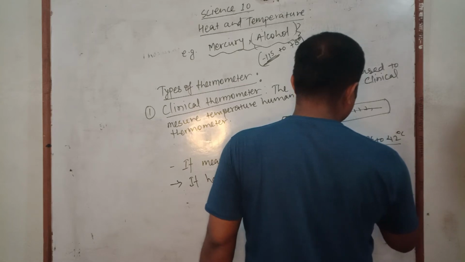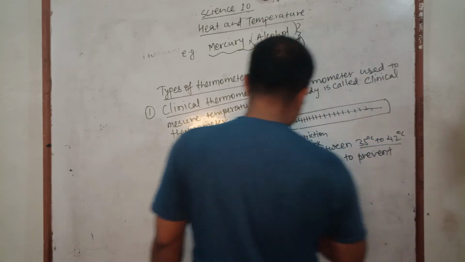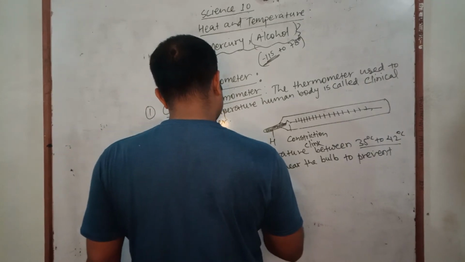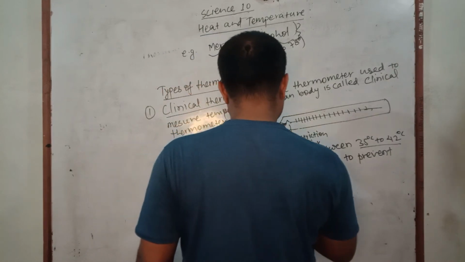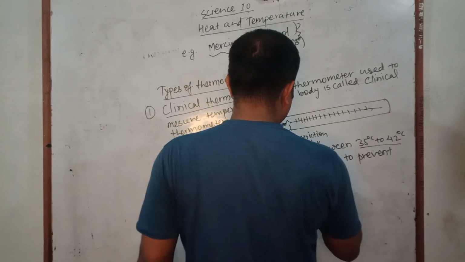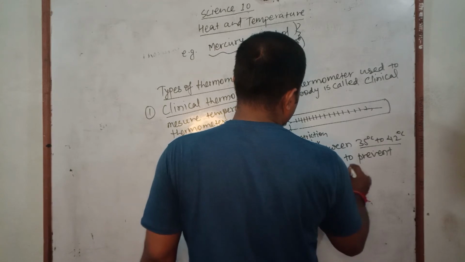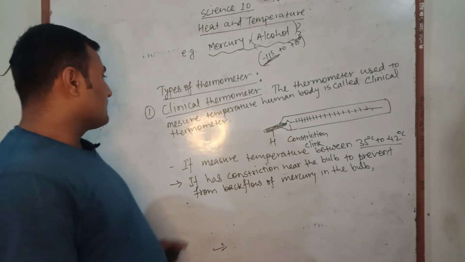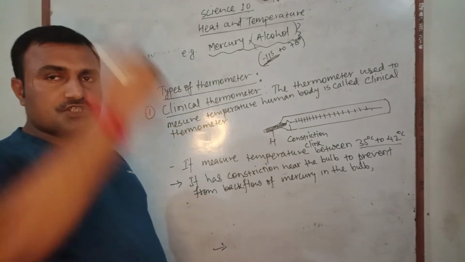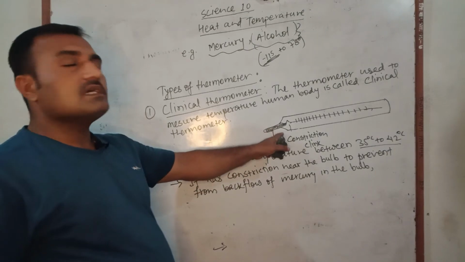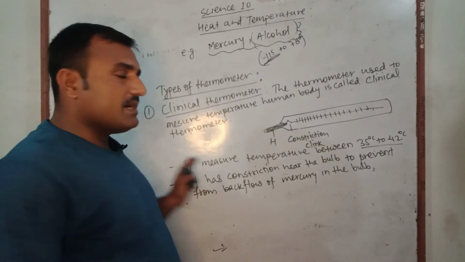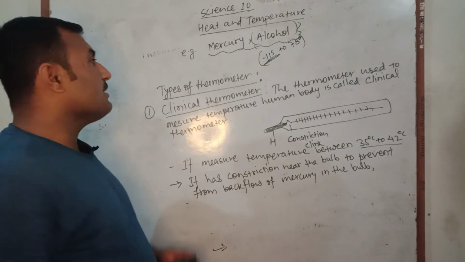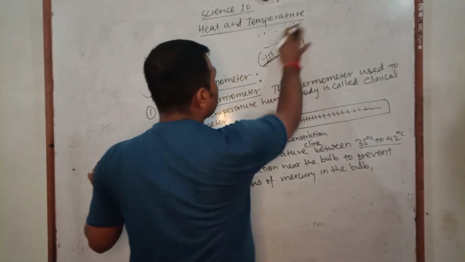To prevent backflow of mercury in the bulb, every time before using clinical thermometer we should jerk downward to collect mercury in the bulb, and due to expansion of mercury it reaches a certain level which is called the measurement of temperature of the human body.